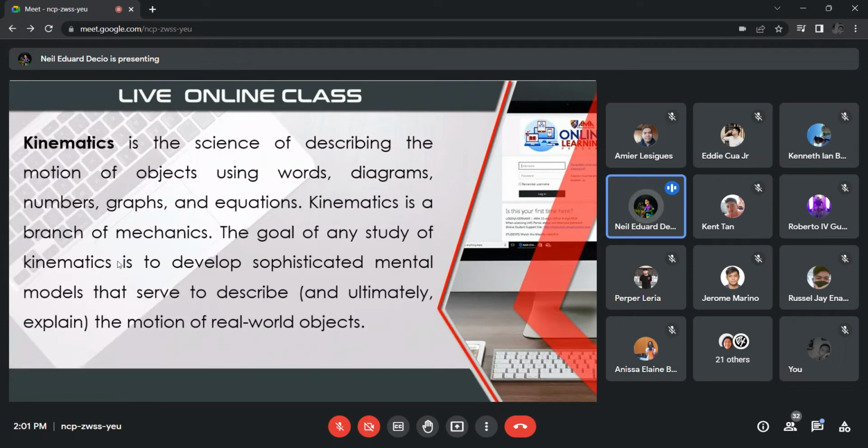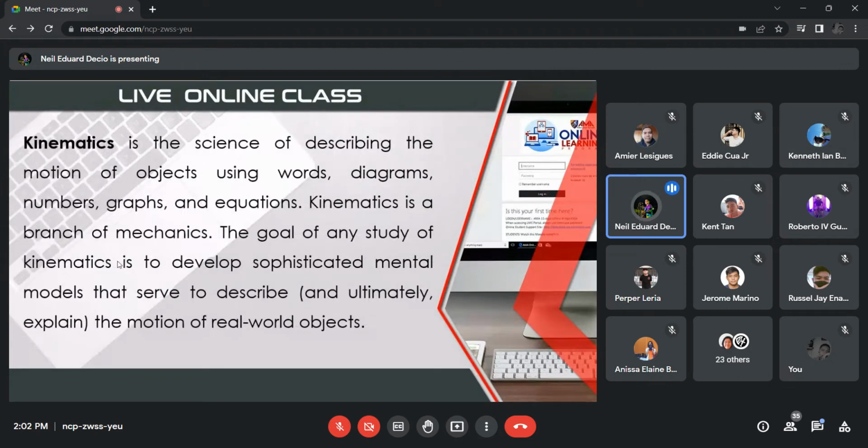So this is also, just a little trivia. Kinematics was developed by Galileo in the early 1600s. So you use kinematics for describing the motion of objects without reference to any other forces. Okay.